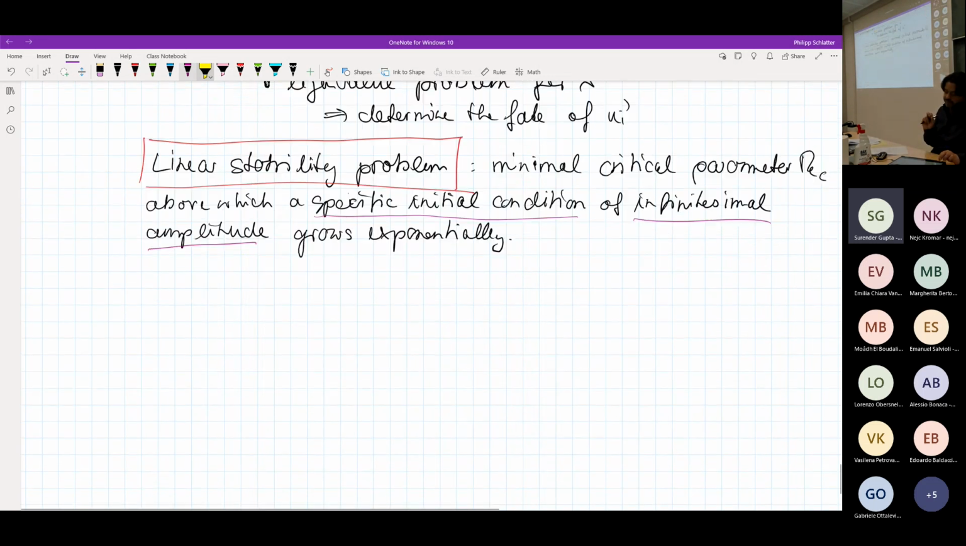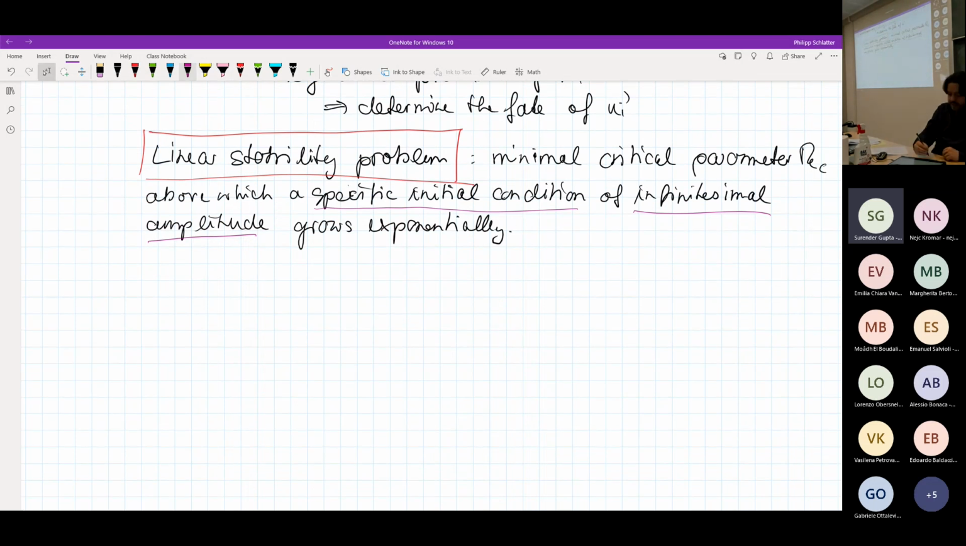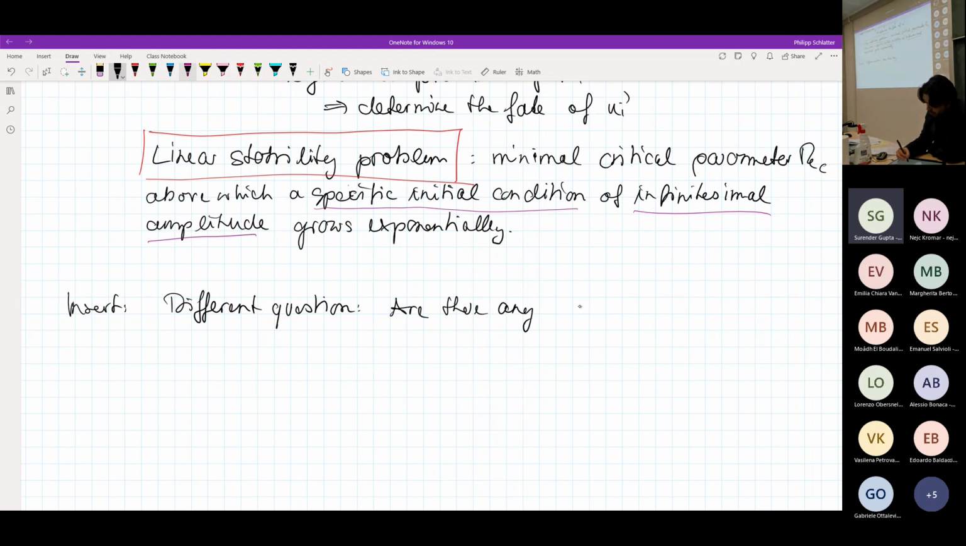But actually, what I would like to do now, as kind of an insert, is look at something else, very briefly. As an insert, I would like to ask a different question for the time being. And the question would be: are there any growing solutions without linearization?